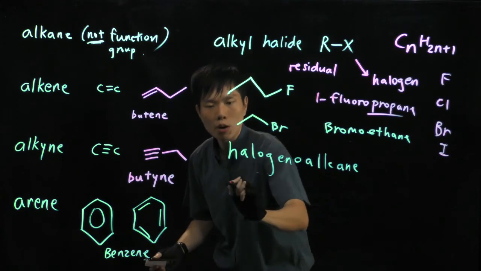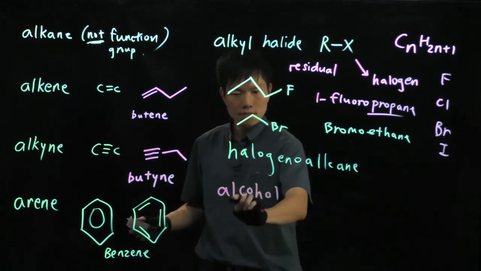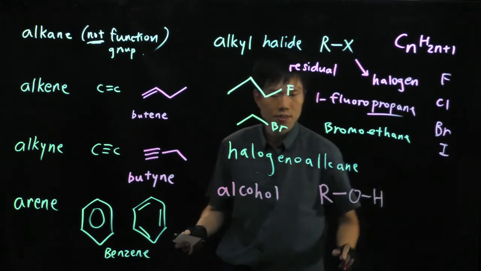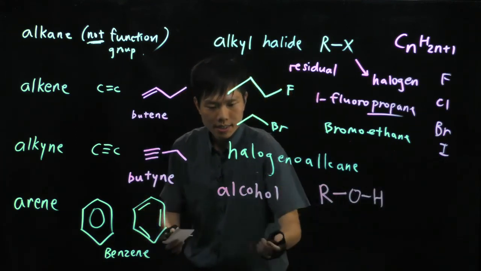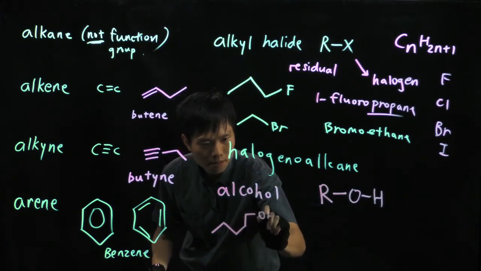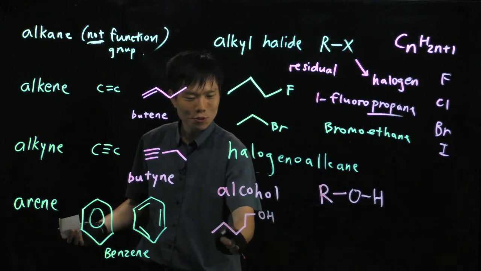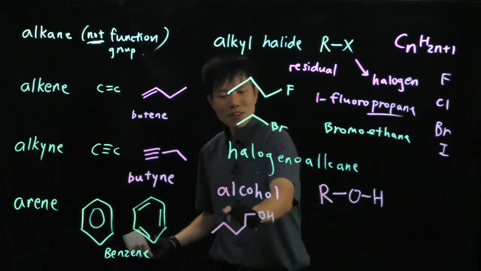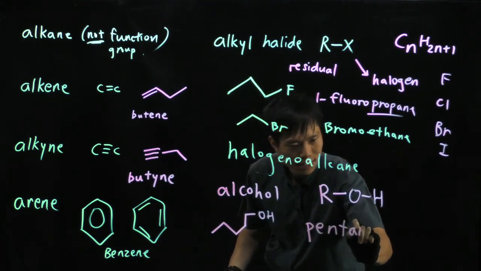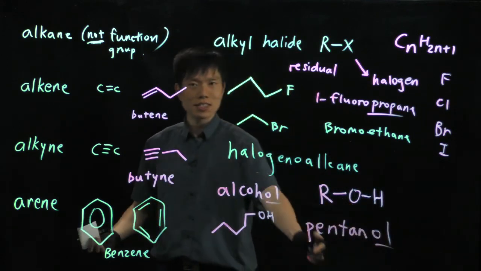Now next, we have alcohol, a solvent, and also a drink that some of us drink, right? So alcohol will have ROH. Let's try this. How many carbon are there in this drawing here? 1, 2, 3, 4, 5. 5 junctions. So this is a pentanol. It ends with the same suffix. That tells you the functional group.